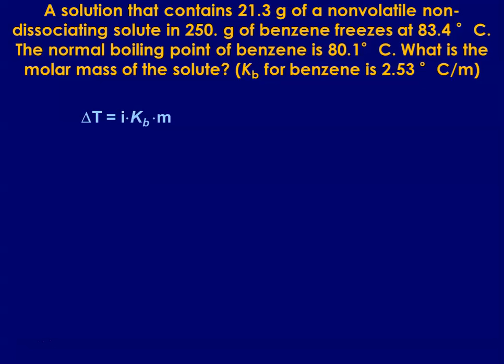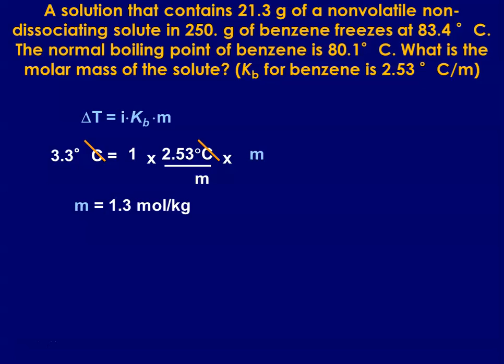We have the 2 temperatures. I don't know why I have that it freezes at 83.4. Super sorry about that. It boils at 83.4. I will fix that for my presentation. And the normal boiling point is 80.1, so we can calculate what the temperature change would be for boiling, 3.3. This is a non-dissociating solute, so the i value would be 1. We have the Kb for benzene being 2.53, and we can use those pieces of information to find the molality of our solution, which contains the moles of our solute.